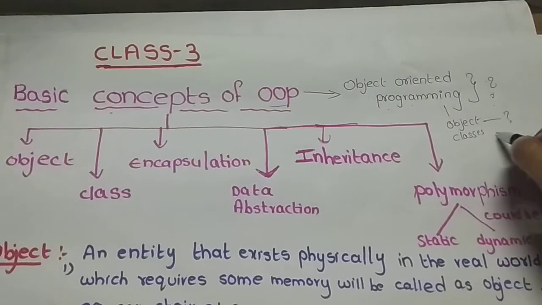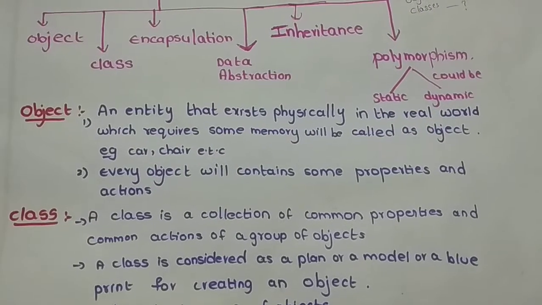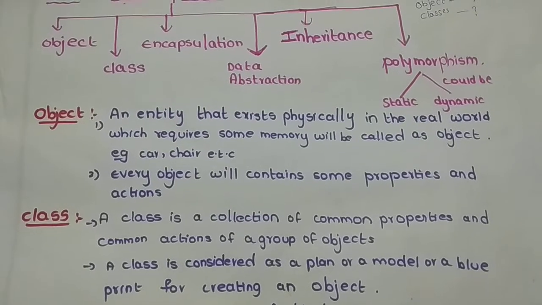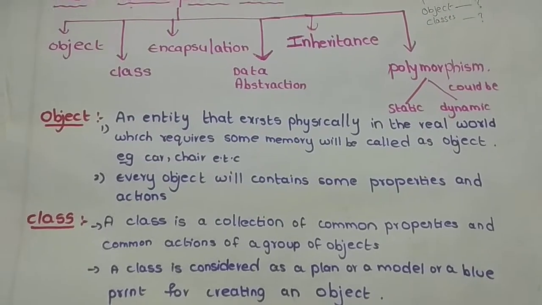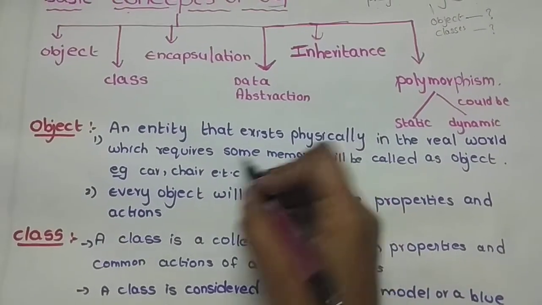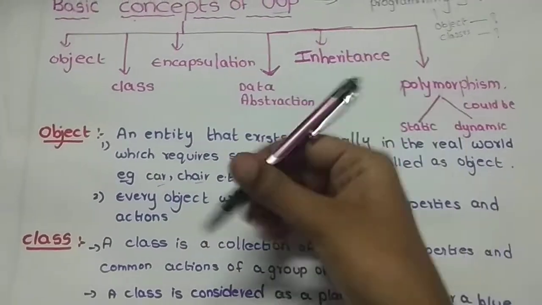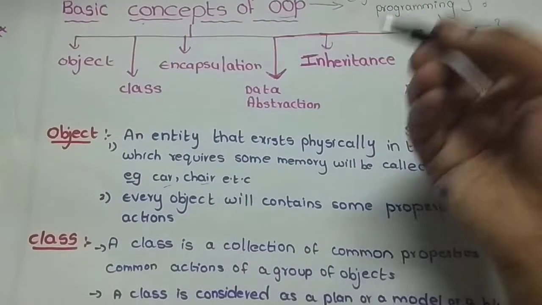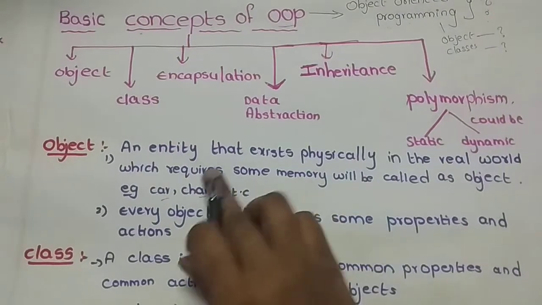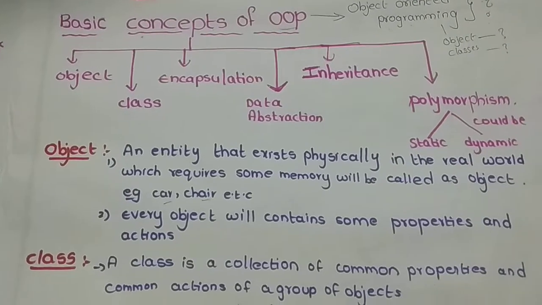What is an object? What is a class? Now let us discuss. Object: an entity that exists physically in the real world and requires some memory is called an object. That means the things which we see with our naked eye are objects. A car, chair, pen, blanket, chart, pencil, eraser, sharpener: all of these come under object because we can observe them with our naked eye.